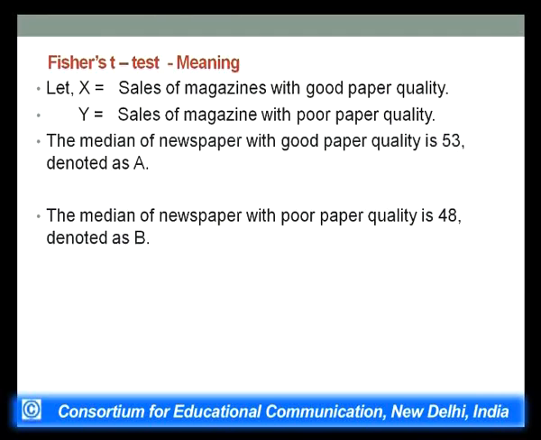The median of the newspaper with good paper quality is 53, which we have worked out, and we name it as A. The median of the newspaper with poor quality is 48, which is denoted as B. So you have two series, X with good paper quality and Y with poor quality of paper, and the median you have worked out for X is 53 and for Y it is 48. So this is the first thing which we have to do.